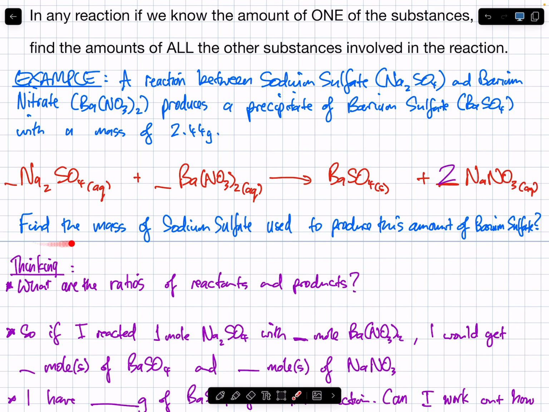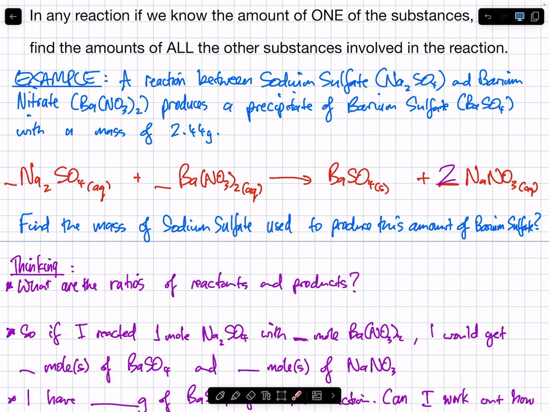I'm challenging you. We're going to do this together. Find the mass of sodium sulfate. So I'm asking you, how much of this was used to produce that 2.44 grams of this?